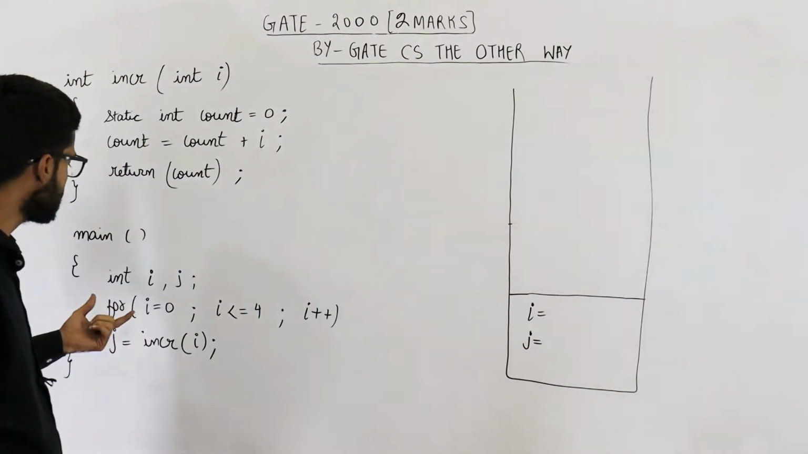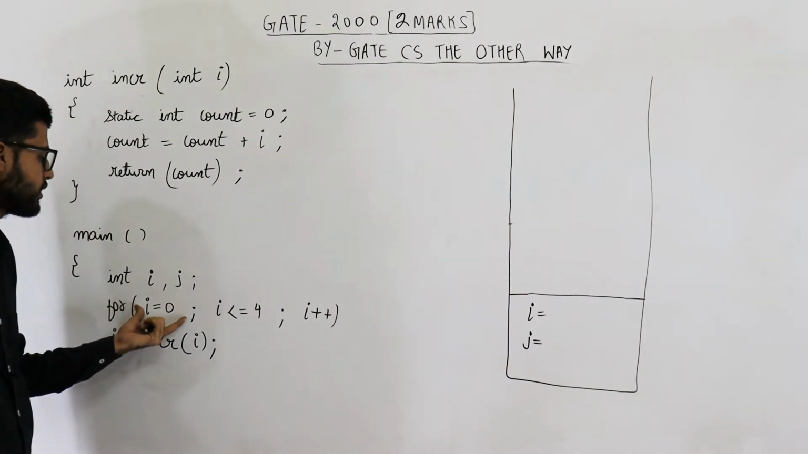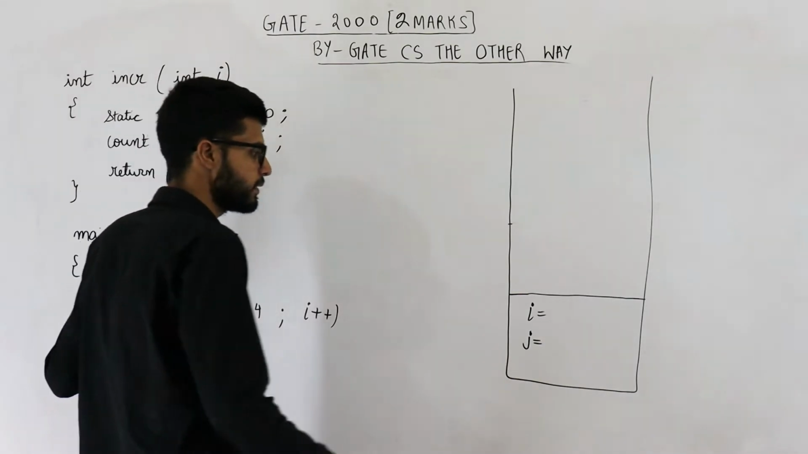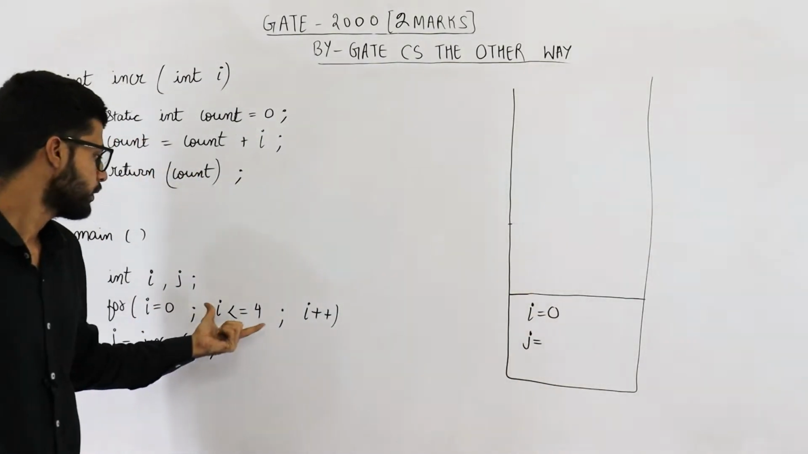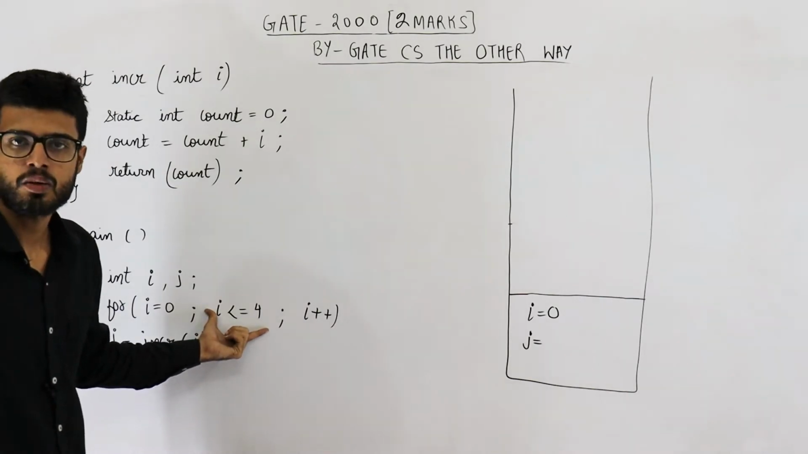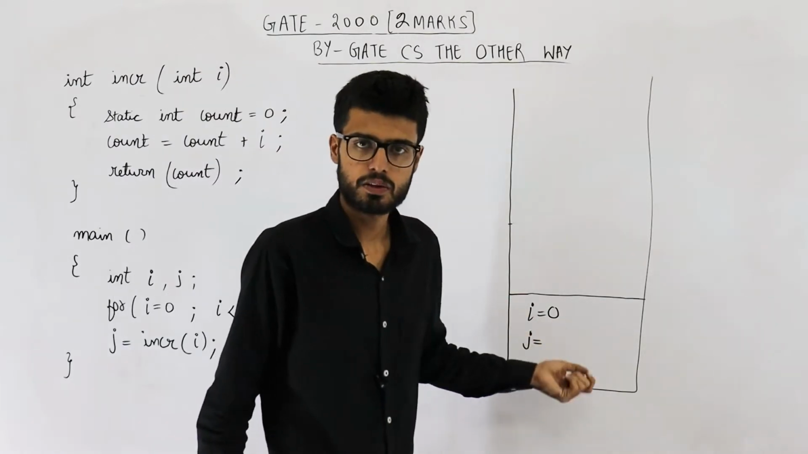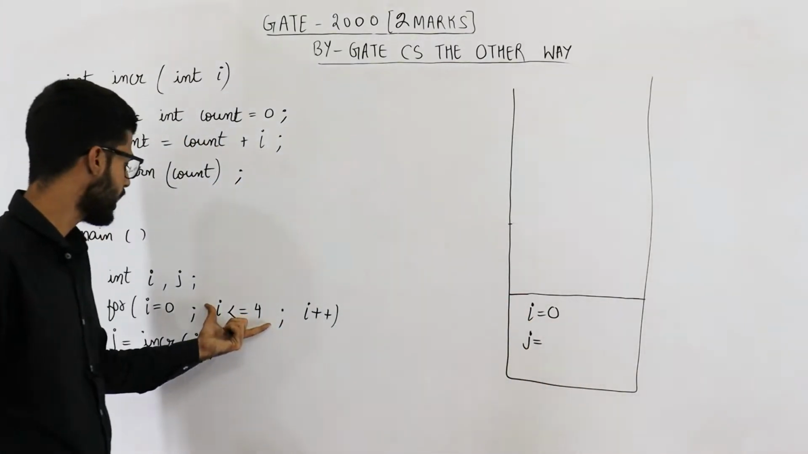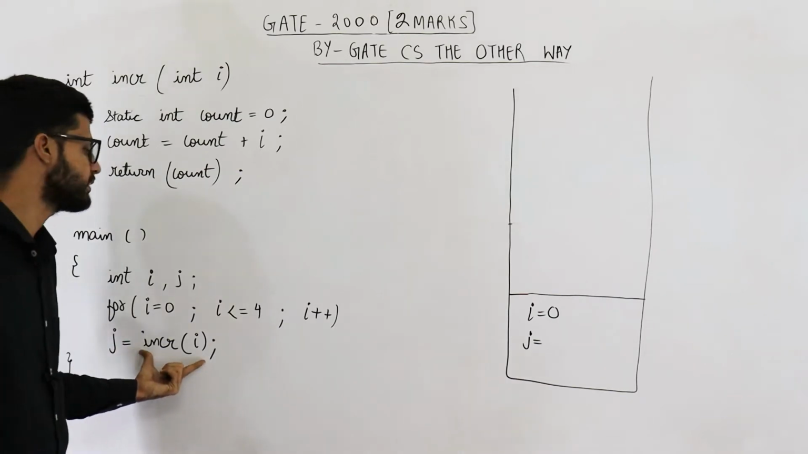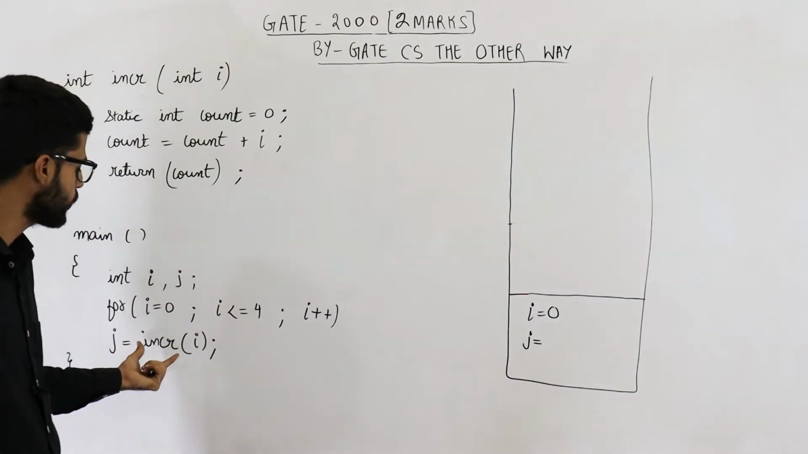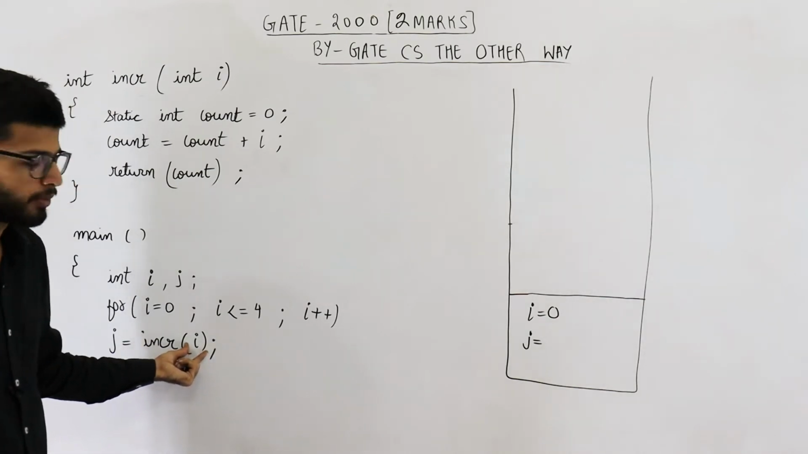In the next line, you are trying to write a for loop. Initialization expression says i is equal to 0. That means variable i is initialized with the value 0. Then loop condition says i is less than or equal to 4. Is i less than or equal to 4? Yes, 0 is less than or equal to 4. This is true. That means you have to enter the body of loop. So body of loop says j is equal to incr(i). That means you are trying to call this function incr and the value that is passed is i.